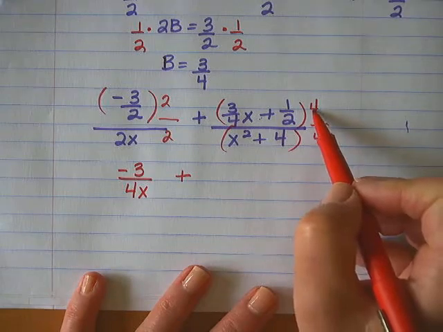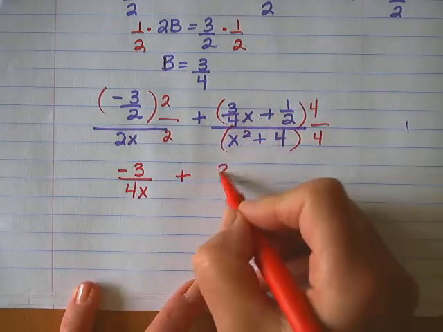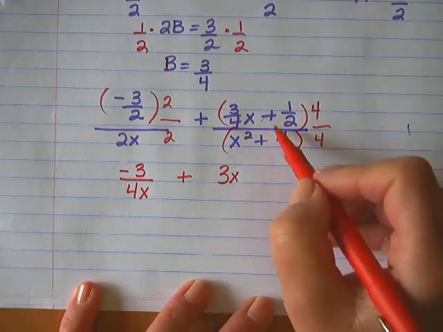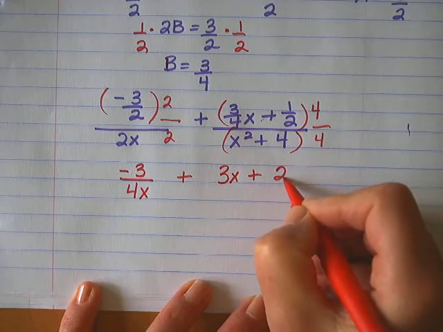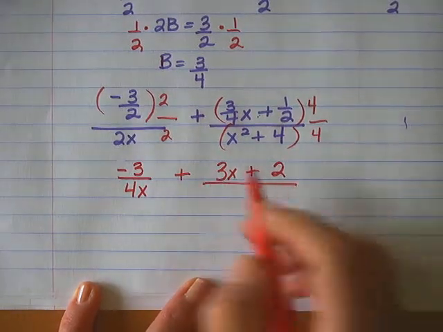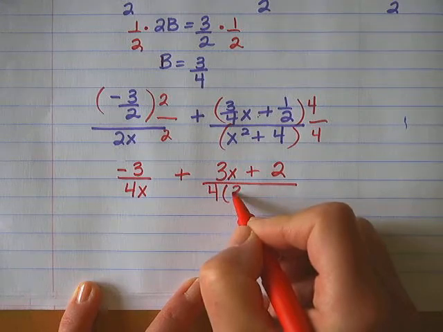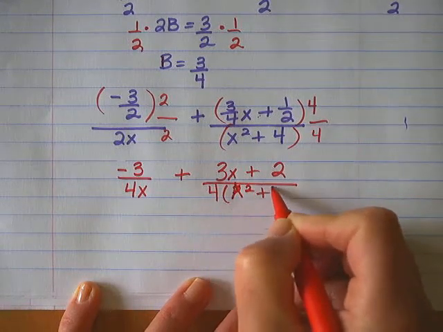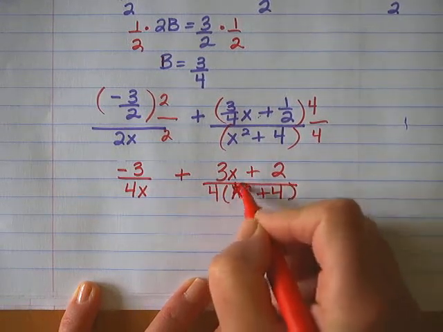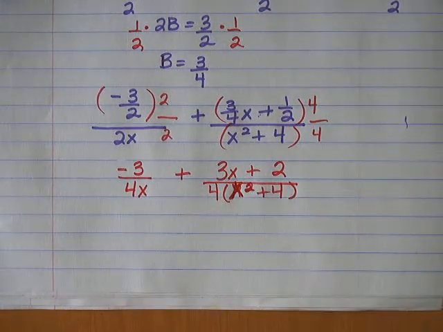So if I multiply 4 times 3/4 x, that gives me 3x. And 4 times 1/2 gives me 2 over 4 times x squared plus 4. I'm not sure what that was going to be. It was not going to be an x squared, but I caught it. All right, so kind of hideous, but here we are. You can do it.